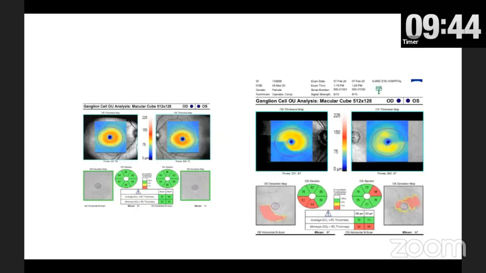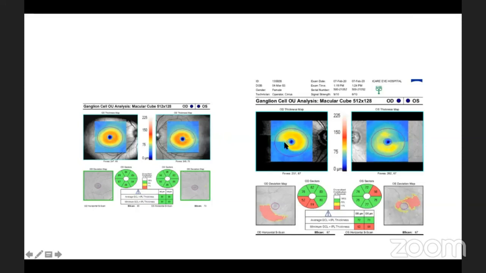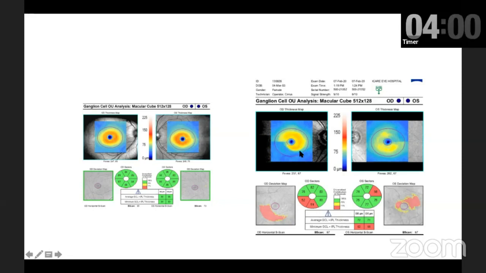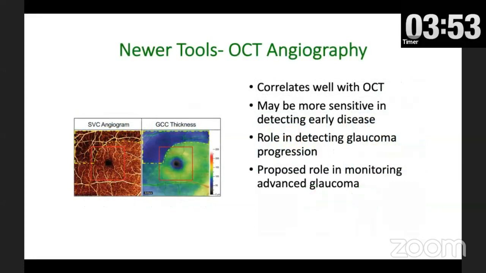The GCC can again be a very helpful tool because you can see very clearly the inferior RNFL loss over here and a tortoise shell appearance of the GCC. Over time, you can monitor this to monitor for progression. And sometimes in advanced cases, the GCC can give you a little more added information.